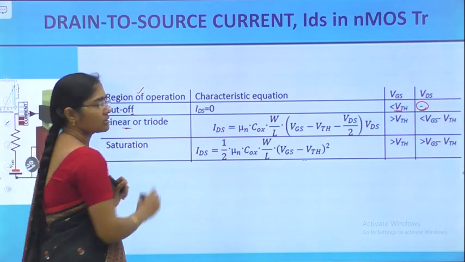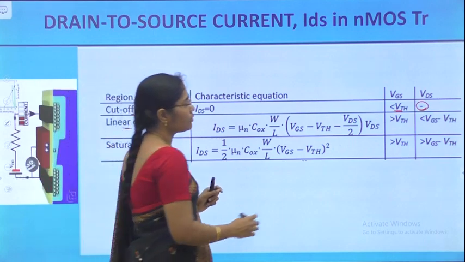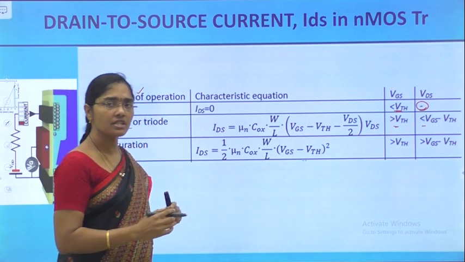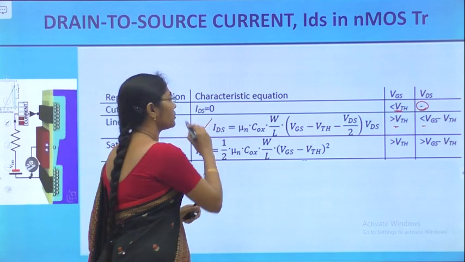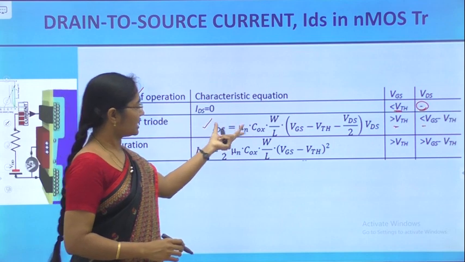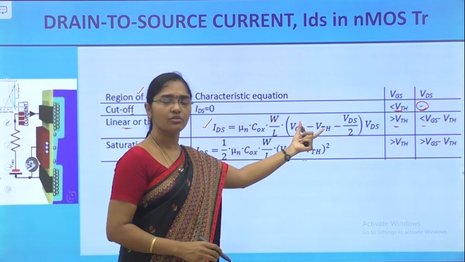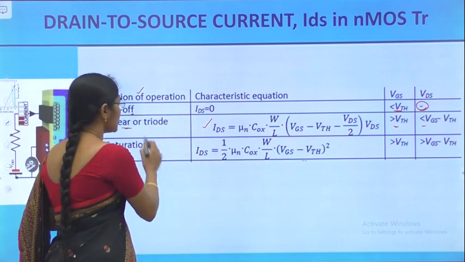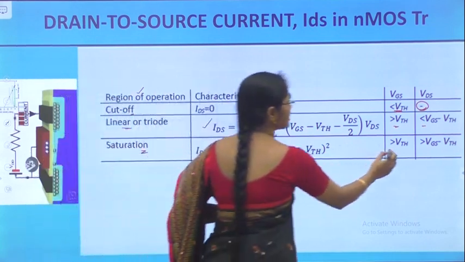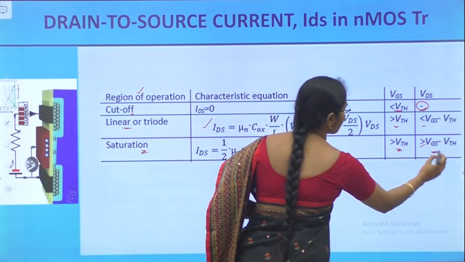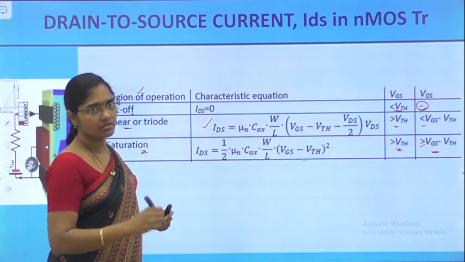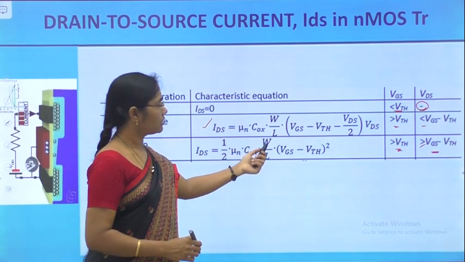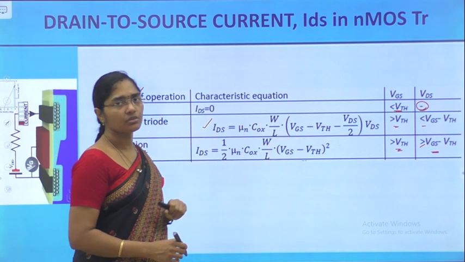Then linear mode or non-saturation mode: the voltages VGS should be greater than VTH and VDS is less than VGS minus VTH. Then the current will follow the equation beta into VGS minus VT minus VDS by 2, into VDS. Then in the saturation region, VGS should be greater than VTH and VDS should be greater than or equal to VGS minus VTH. Then the current equation is beta into VGS minus VT whole square by 2.